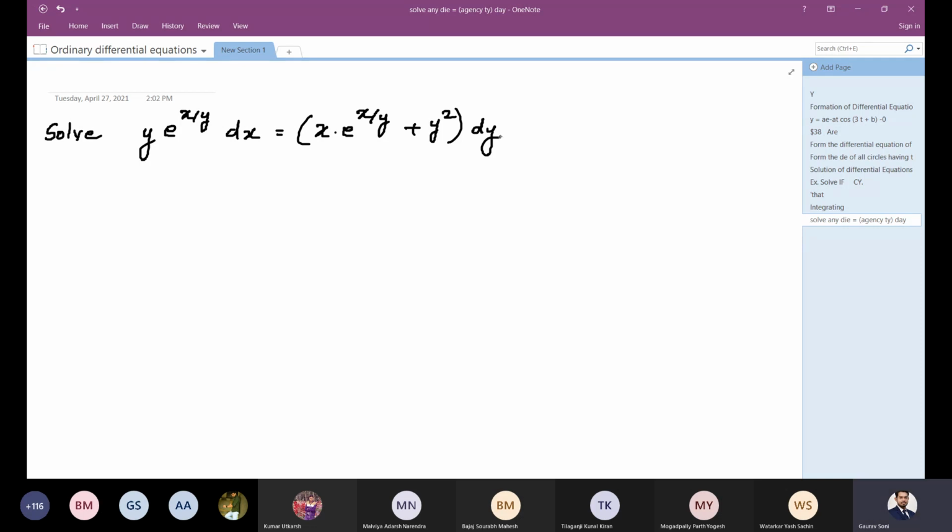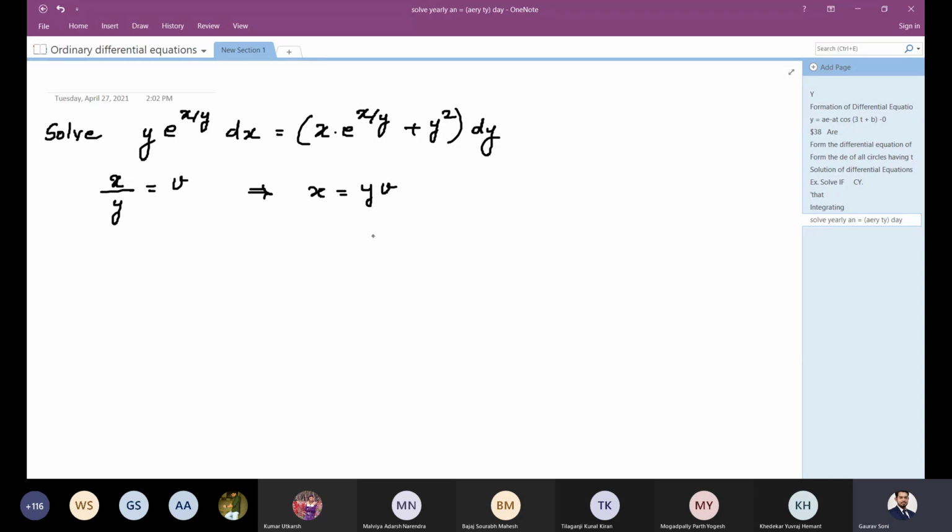So anyone, what will be the substitution here? Put x by y equal to u. And look, if you take the derivative at this stage, it would really become difficult for you to take the differentiation here. So I will adjust this term because I want to simplify my derivative.